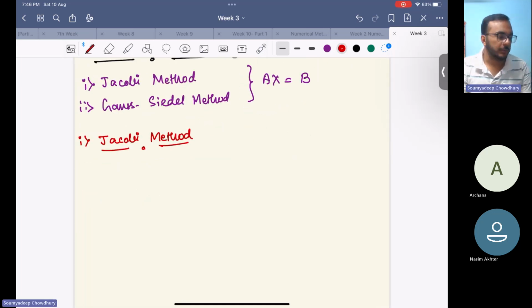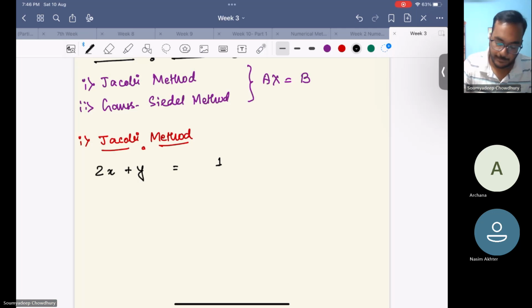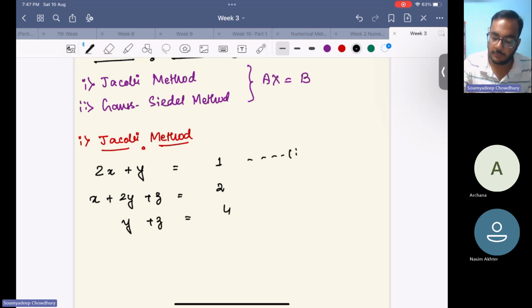So, Jacobi method basically. Suppose you have three equations. I'll take a problem and describe the algorithm, then it will be clear to you. First equation is 2x plus y equals 1. Then x plus 2y plus z equals 2. Then y plus z equals 4. These are the three equations you have to solve.